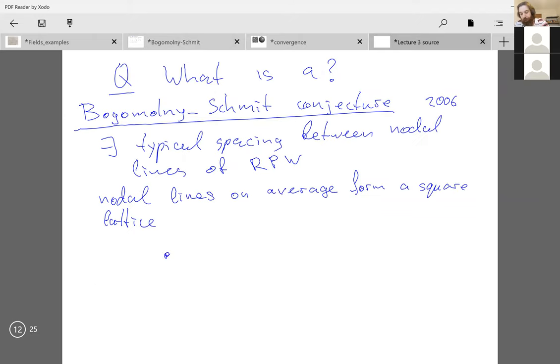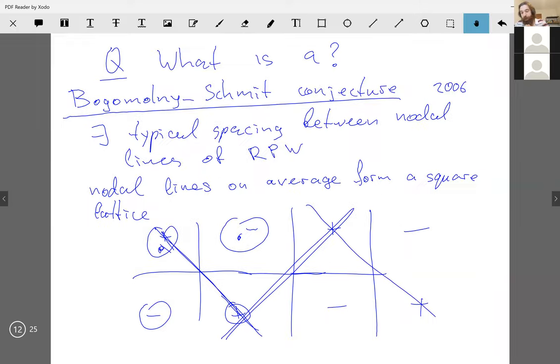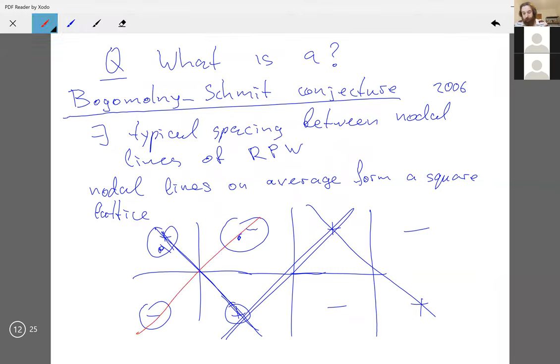So we have plus here, plus here, minus, minus, and we have a nodal line, nodal line, and we extend it like this. So it's plus, minus, plus, minus. Then we have these lattices, minus, that connects pluses, and another lattice which connects minuses.